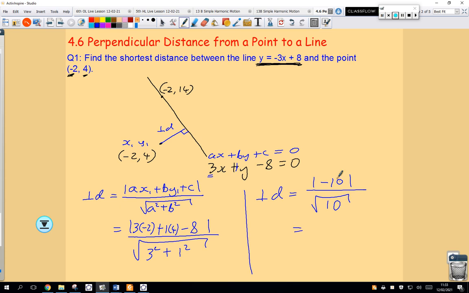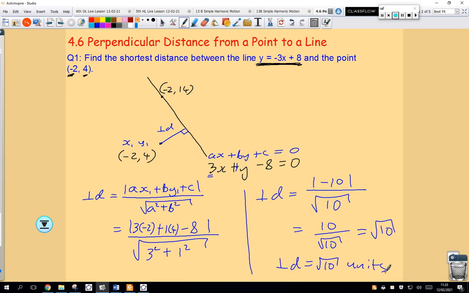The absolute value of negative 10 is 10. Absolute value means distance from the origin, distance from 0 for a real number. So negative 10 is 10 units from 0. So we get 10 divided by root 10, which is, of course, root 10 units. So I know the distance from this point to this line is root 10. So the perpendicular distance is root 10 units.